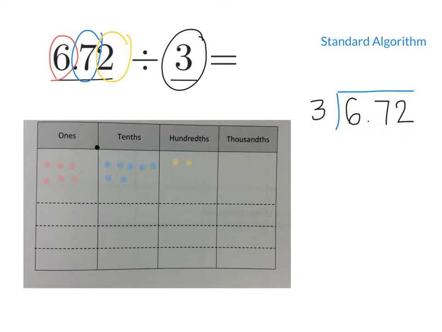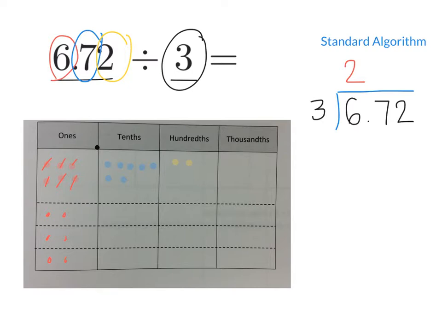Let's split our ones first. How many ones do I have to split? Altogether? 6. So I can put 1, 2, 3, cross those out, and then again 1, 2, 3 before I use them all up. When I split up my 6 ones into 3 groups, how many ended up in each group? 2.